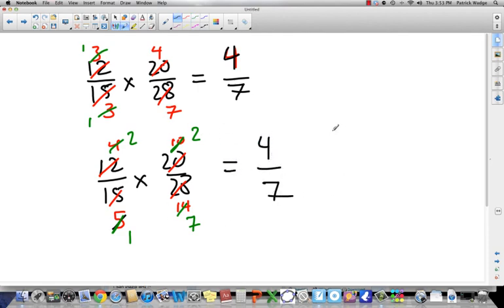Okay, I think this simplifying is a really good skill to learn. As I said, a lot of teachers call it cross-canceling, but I'm not a big fan of calling it cross-canceling because, as you see, they don't have to be across from each other. So anyway, if you could learn that, that'd be fantastic.